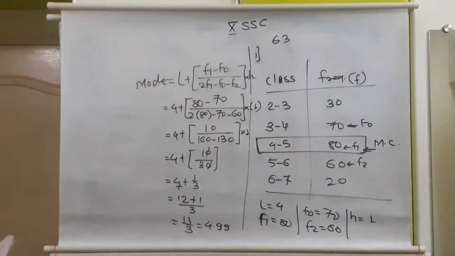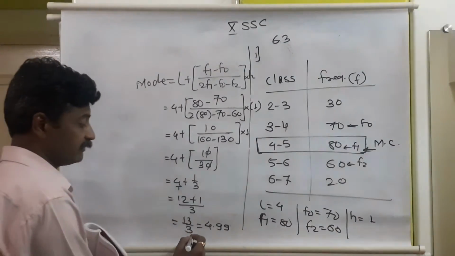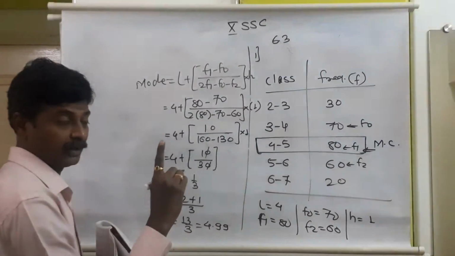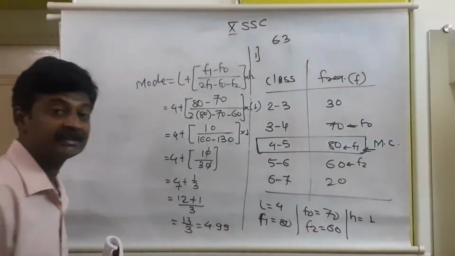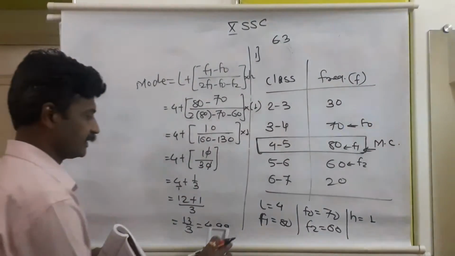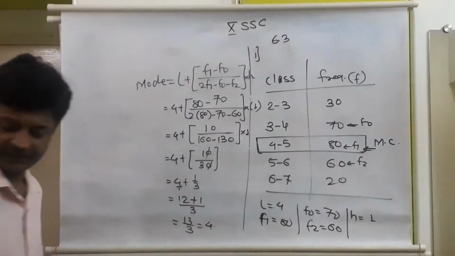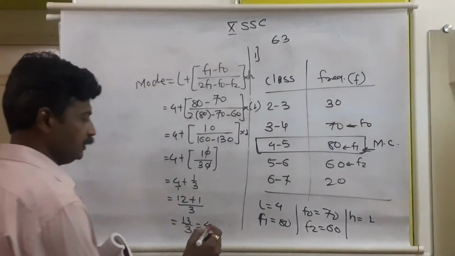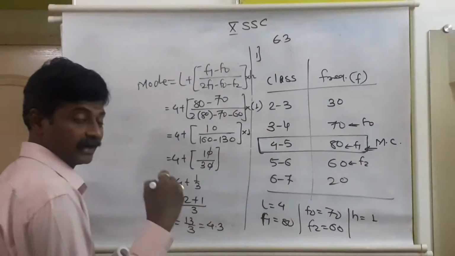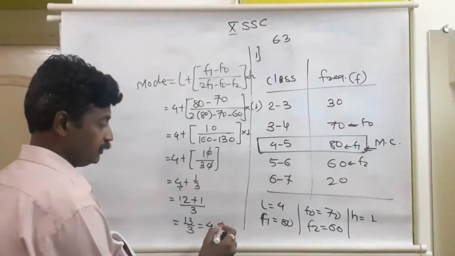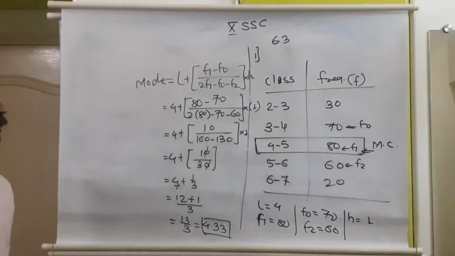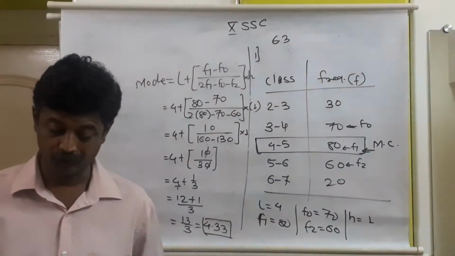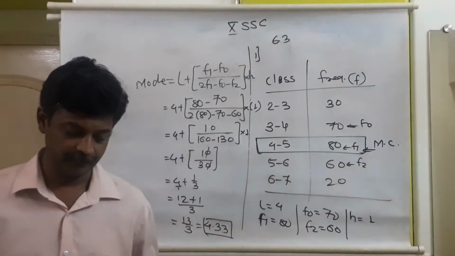Sorry, it is not 4.99. 13 divided by 3: 3 4s are 12, remainder is 1. So 1 and 0, it will be 10. 3 3s are 9. I had written 9 directly. It is 3 3s are 9, not 3 9s are. Sorry. 4.3, again remainder is 1, so 0, 4.33. So the required answer is 4.33% is the mode of the fat content.